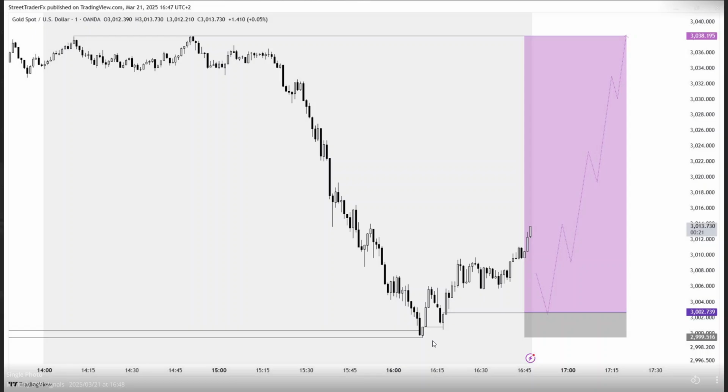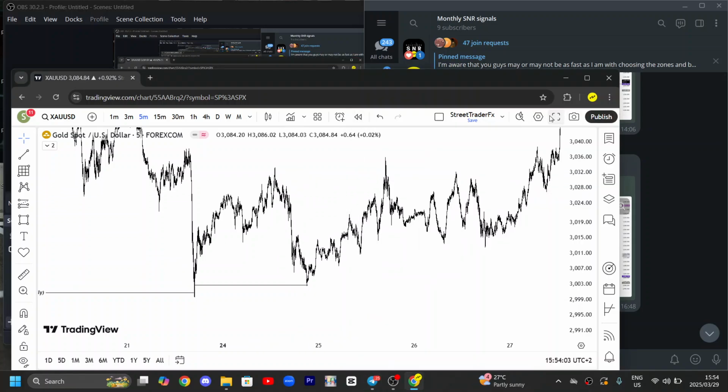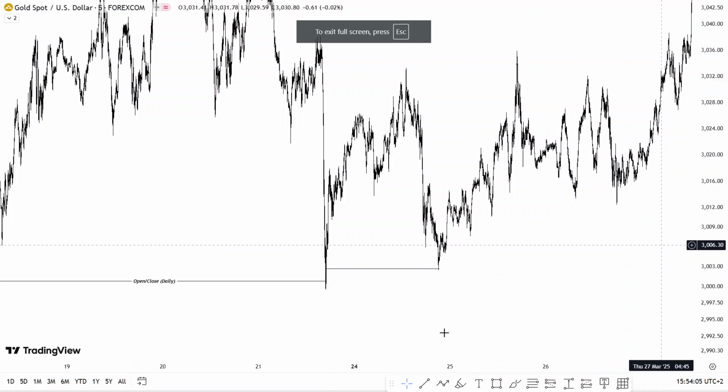So this is a strong low because this one we don't have any unmitigated area except for this one, but this one is way too low for us to go to, right? That's why you're gonna attempt to go to this one right here, right? So that's the area that I marked up for potential buys on gold.